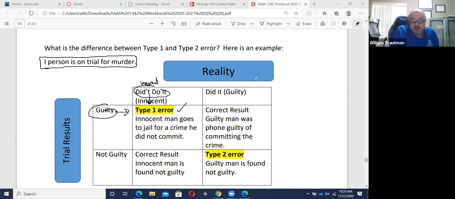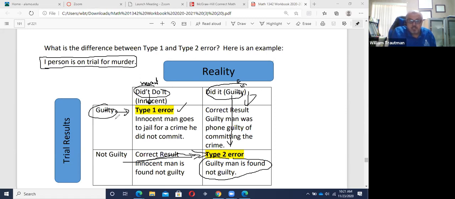Now, if you're on trial for murder and you did it, you are guilty. Everybody knows you're guilty, but the jury says you're not guilty. They made a bad decision. The guilty man is found not guilty. That's a type 2 error. So if you're innocent and you're found guilty, that's a type 1 error. If you're guilty and found innocent, that's a type 2 error.